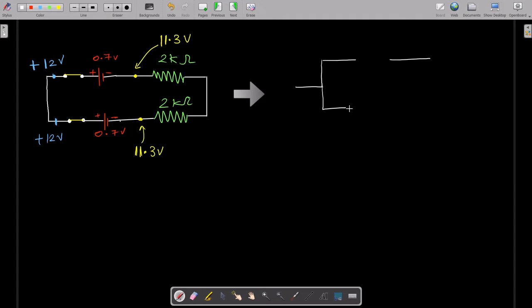Something like this. Yes, so this is what you are getting at the end. This is your resistor, and this is your other resistor, correct? And here you are providing what?